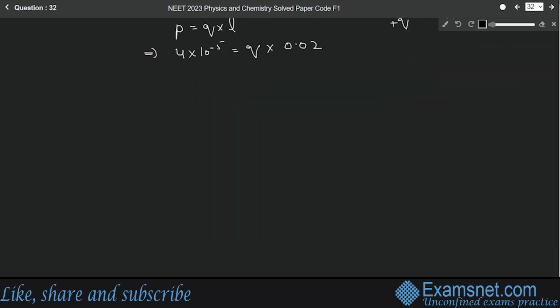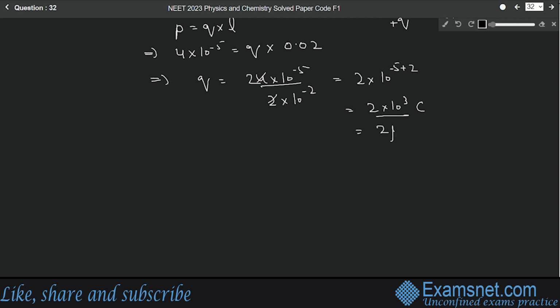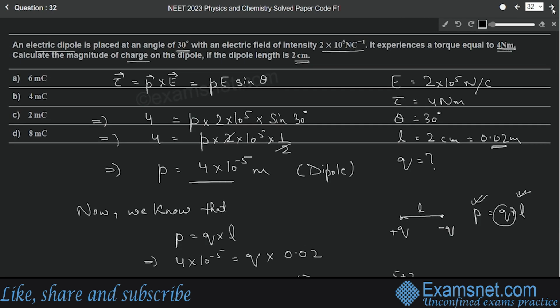So from here we can say that Q will be equal to 4 into 10 to the power minus 5 divided by 0.02, that is 2 into 10 to the power minus 2. Okay, so it will be equal to 2 into 10 to the power minus 5 plus 2, that is 2 into 10 to the power minus 3, and the unit will be coulomb. So 2 into 10 to the power minus 3 coulomb can be written as 2 millicoulomb, right? So the correct option will be option number C, 2 millicoulomb.